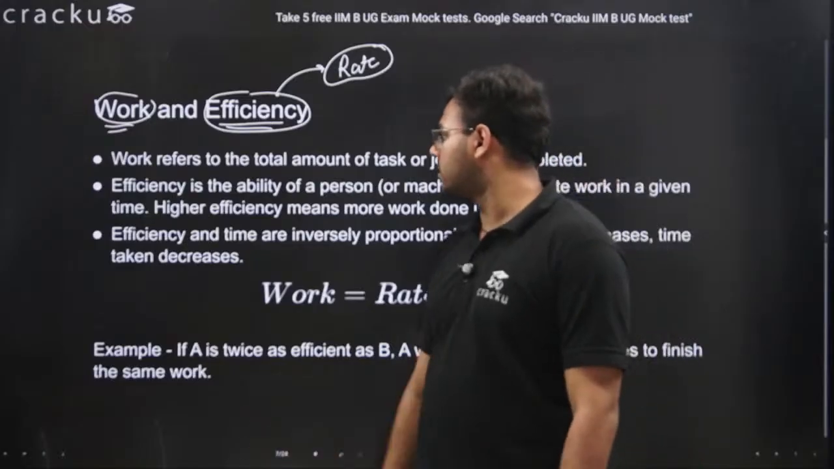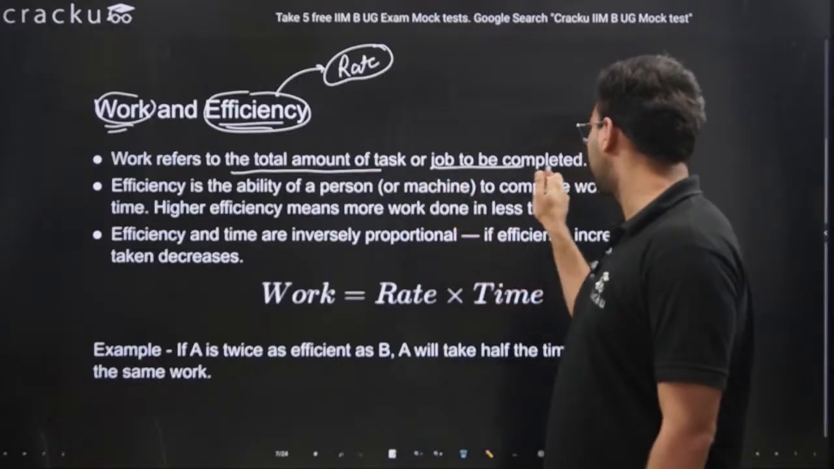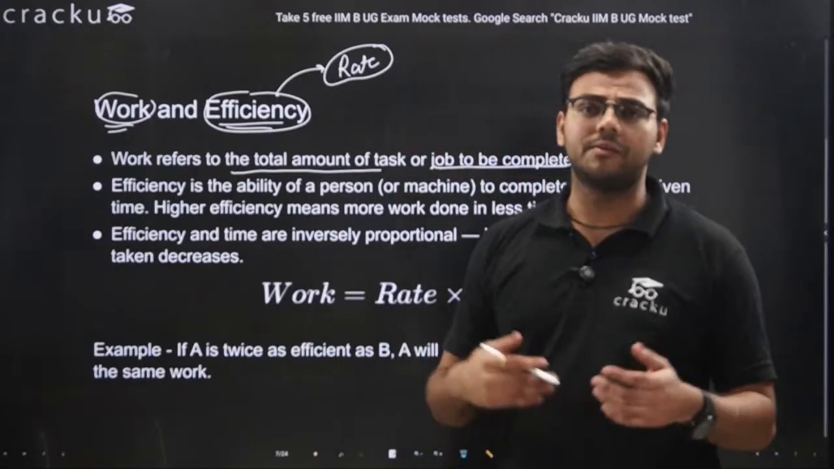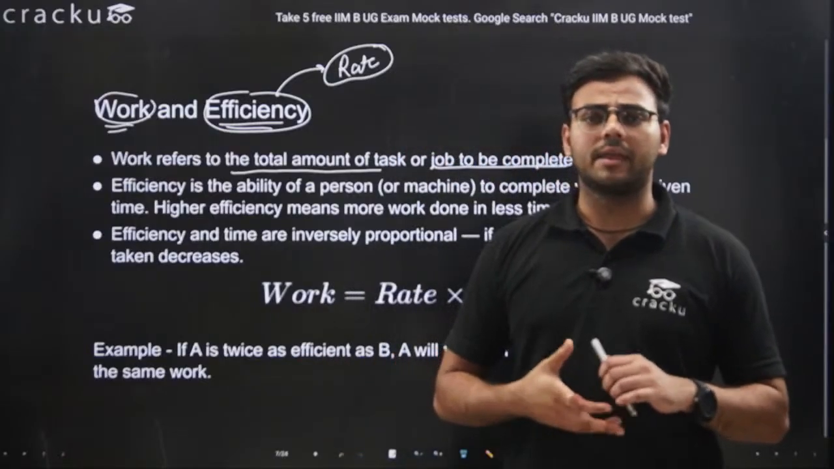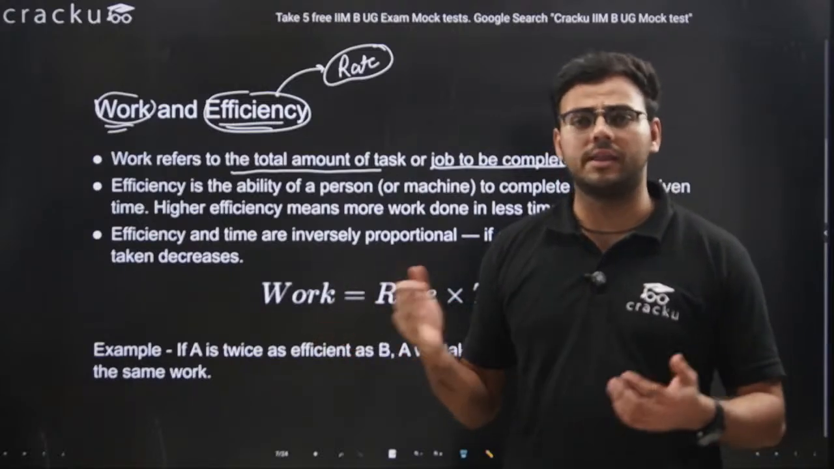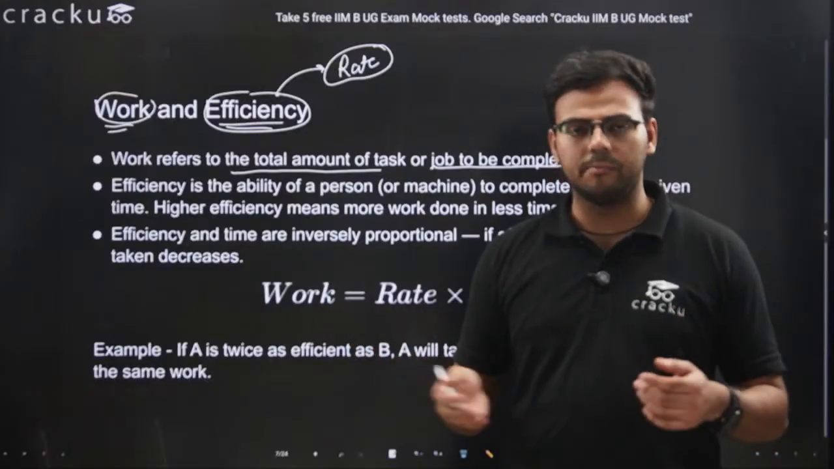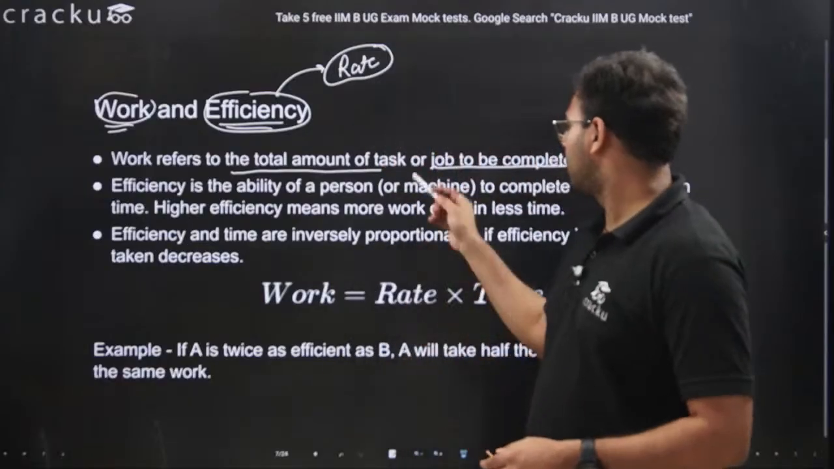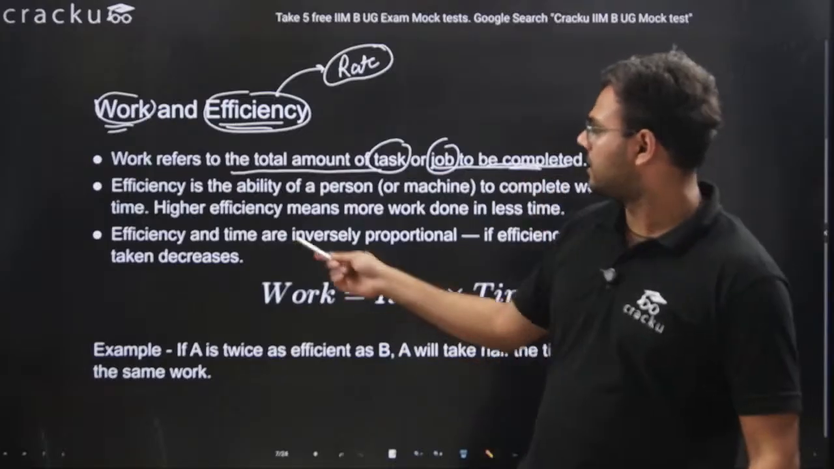Work refers to the total amount of task or job to be completed. So whatever, let's say, the number of units or whatever work you have to do. This can be anything. Let's say you are making some dish for yourself. This is also a work. In how much time you're making that dish is basically a work. So any kind of work, the task or job which needs to be completed, can be termed as work.